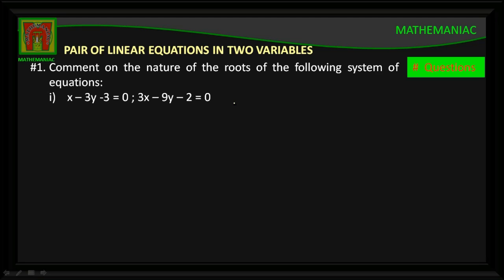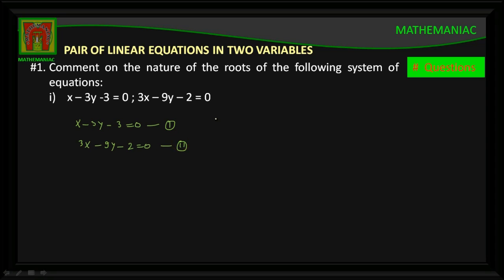So that can only be verified by considering the conditions of consistency. And for that we have to calculate three different ratios, that are the ratios of the coefficients, right? So without much delay, we are starting. I'll rewrite the question in the standard format. Already they are in the standard format, but still I'll write the questions. This is x minus 3y minus 3 equals 0. This is number one. And the other equation is 3x minus 9y minus 2 equals 0.